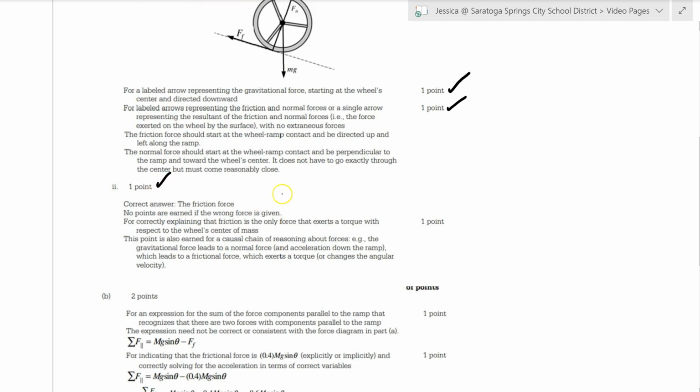B2 is 1 point, so I get no points for saying the friction point. So correctly explaining that friction is the only force that exerts a torque with respect to the wheel center of mass. I did that. So their example is the point is also earned for causal chain reasoning of forces. Gravitational force leads to the normal force and acceleration down the ramp, which leads to friction, which exerts a torque. That's a strange way of thinking about it, but you could also do it that way.